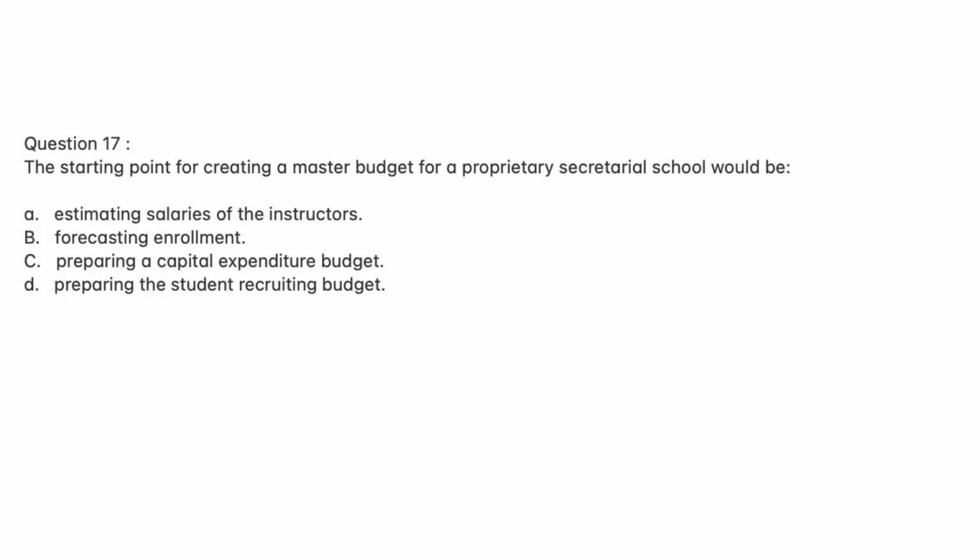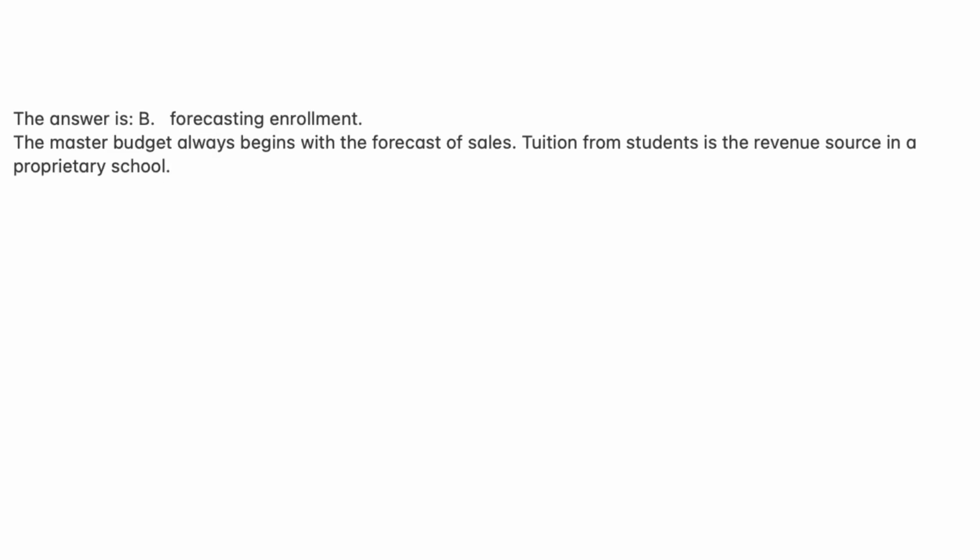Question 17. The starting point for creating a master budget for a proprietary secretarial school would be A. Estimating salaries of the instructors. B. Forecasting enrollment. C. Preparing a capital expenditure budget. D. Preparing the student recruiting budget. The answer is B. Forecasting enrollment. The master budget always begins with the forecast of sales. Tuition from students is the revenue source in a proprietary school.